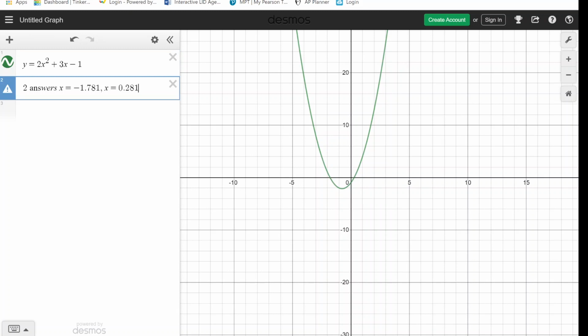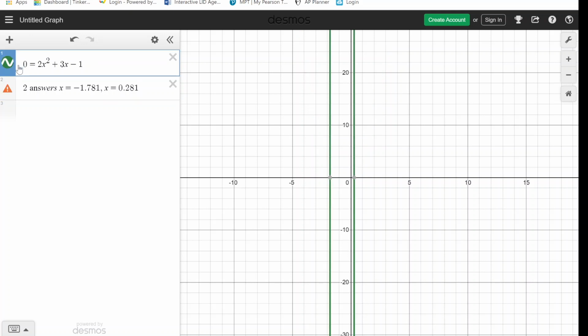So I just rewrite it so it equals 0. And maybe you're unhappy. Maybe you want this to be 0. Boom, we get the 2 answers here. Right there, 0.281. And boom, right here, negative 1.781. All right, there is another way to do this.